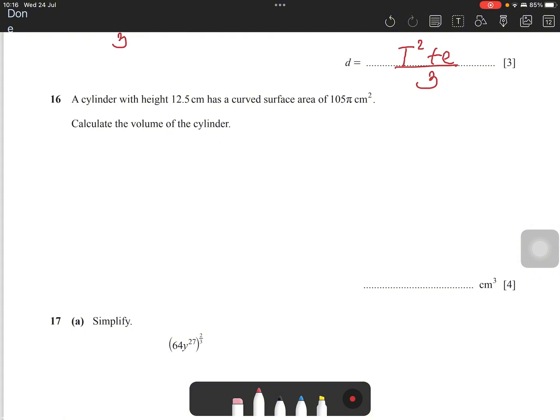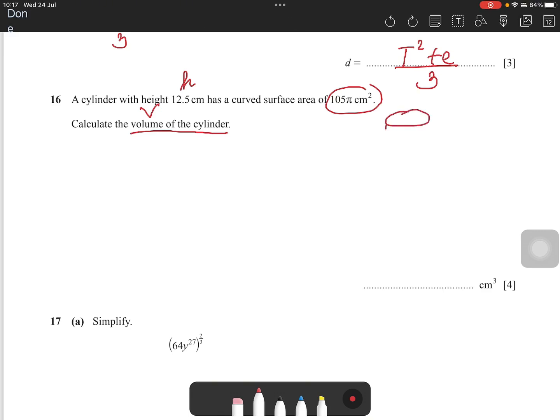Question 16. A cylinder with height 12.5 centimeters has a curved surface area of 105 pi square centimeters. And we need to find the volume of the cylinder.